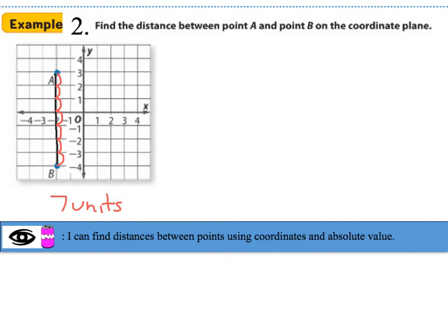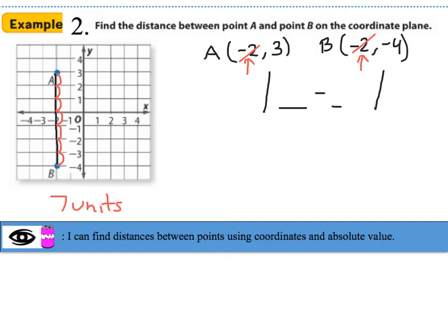The first thing we want to do is identify the coordinates. So point A is located at -2, 3, and point B is located at -2, -4. So now let's take a look at what we have in common. The X coordinates are both the same, so I can go ahead and ignore that for now. And I want to just focus in on the Y coordinates. So in my absolute value formula, I'm going to take the absolute value and subtract 2 numbers. The 2 numbers I'm going to subtract would be 3 minus -4.